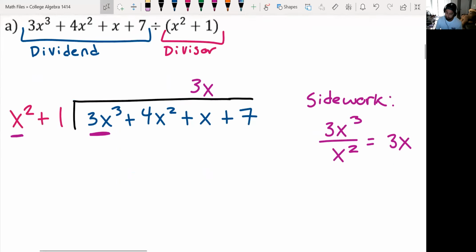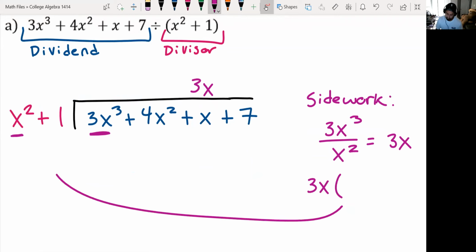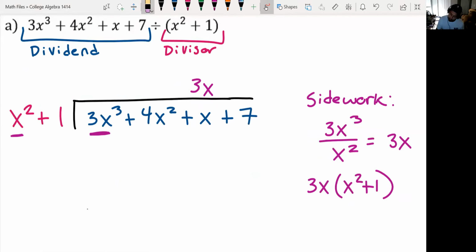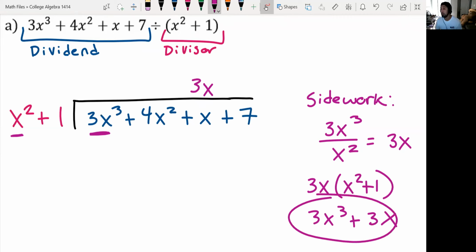So now, still in the side work section, I take 3x and I multiply it by the divisor over there, x squared plus 1. Go ahead and distribute it, and you'll get 3x cubed plus 3x. Now what we're going to do is take this term and put it underneath the appropriate places in order inside the division symbol.